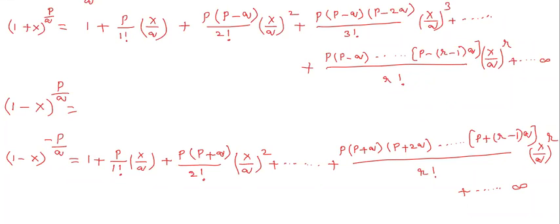Okay, students. Now, what is 1 plus x whole power minus p by q? Same like that, whatever we have written in the above formula, but we get alternative signs. Okay, so remember these four formulas. Next, tomorrow we will discuss problems related to this concept. Okay, students, copy this.